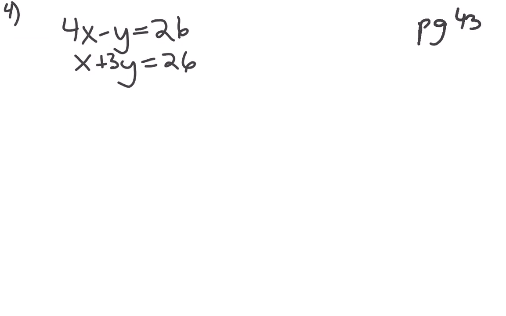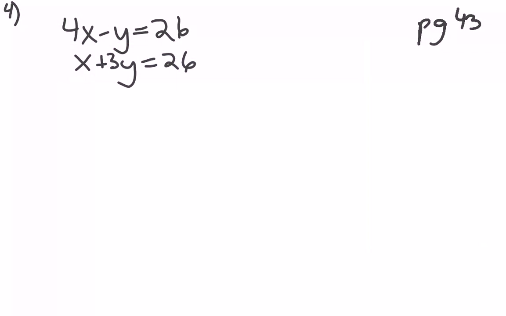This time, if you notice, they don't. With x, I have a 4 and a 1, and with y, I have -1 and +3. So what we want to try to do is to get them to be the same. It really doesn't matter whether you do x or y to get them to be the same. Just for the sake of being simpler, I'm going to focus on the x's.